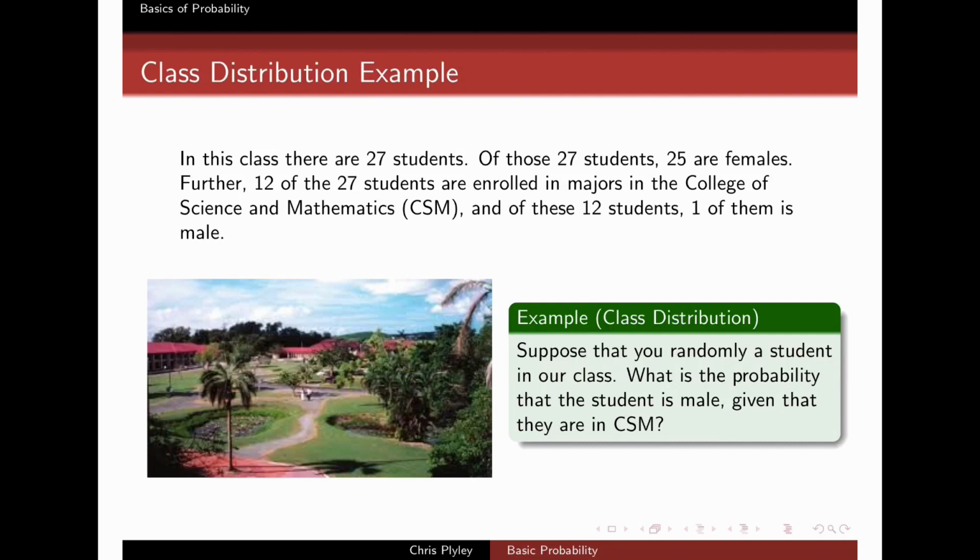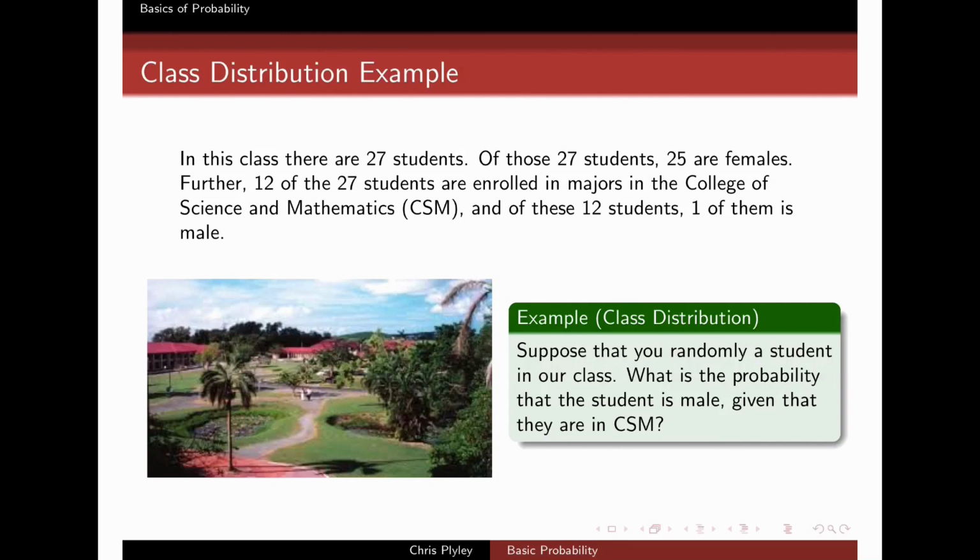So let's suppose that I have a class, and there's 27 students in that class, and 25 of the 27 students are female. Seems a bit disproportionate, but this was actually my stats class last year. This was the real proportion of it. And furthermore, you know that 12 of the 27 students are CSM majors, right? They're in science or mathematics. And out of those 12 students, one of those students is a male.